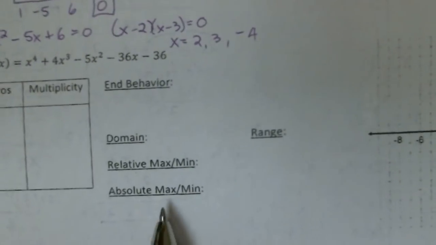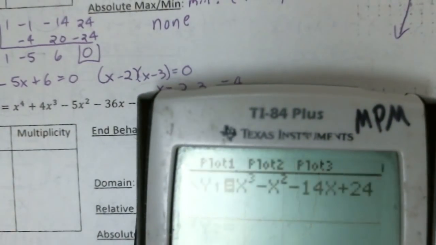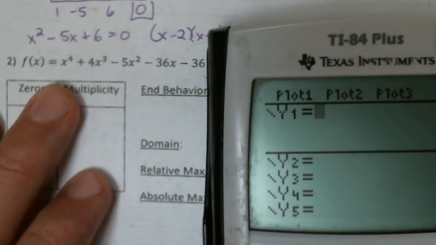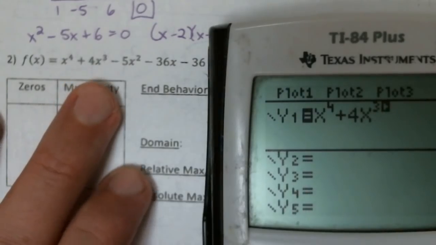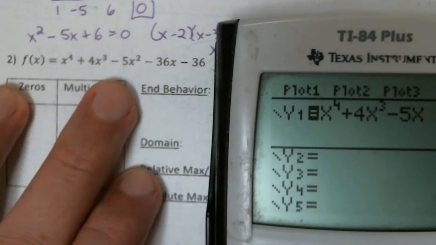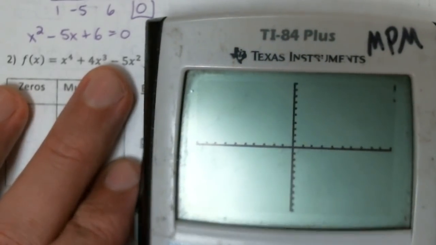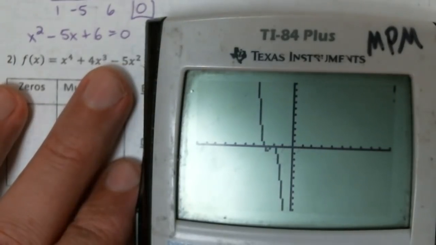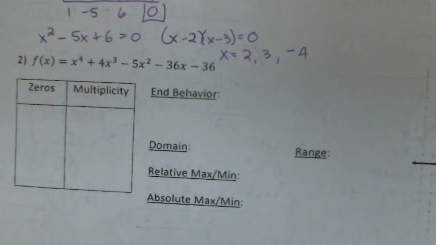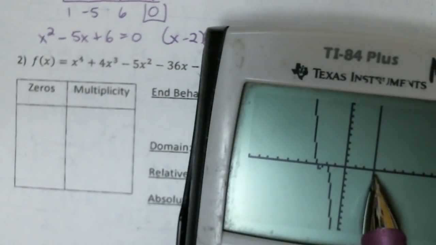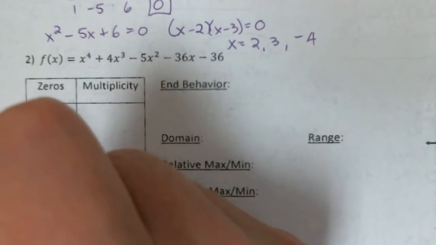Okay. All right, let's do another one of these. Okay, so let's type this next one into our calculator. X raised to the 4th plus 4x raised to the 3rd minus 5x squared minus 36x minus 36. Let's graph that. Let's get some starting spots. Okay, that certainly looks like it crosses at negative 2. Okay, it also looks like it crosses at 3. That's pretty clear cut. So why don't we start with 3? So I'm going to test 3.